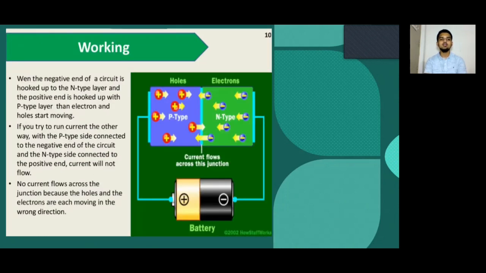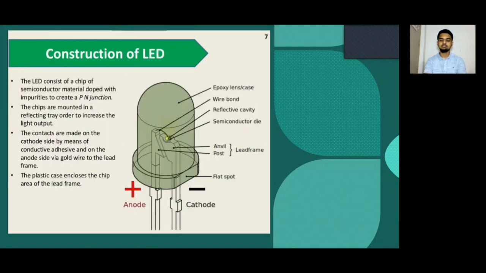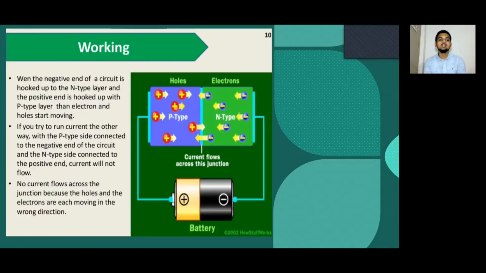Working of an LED. When the negative end of a circuit is hooked up to the n-type layer and the positive end is hooked up to the p-type layer, electrons and holes start to move.